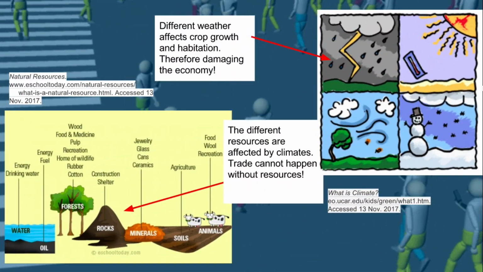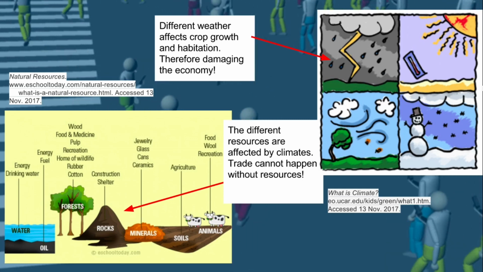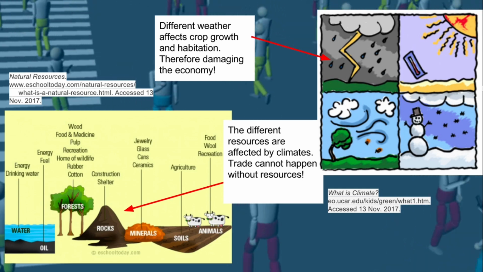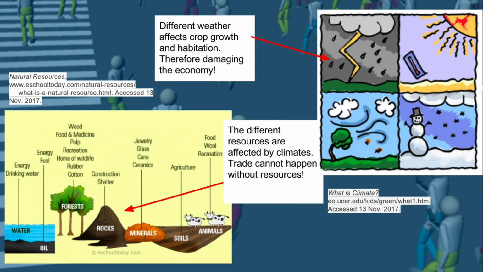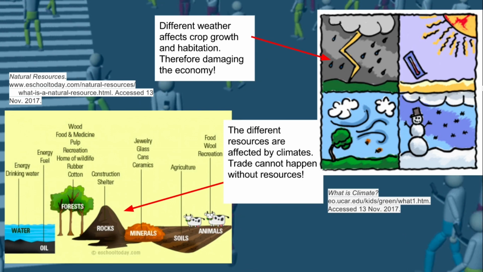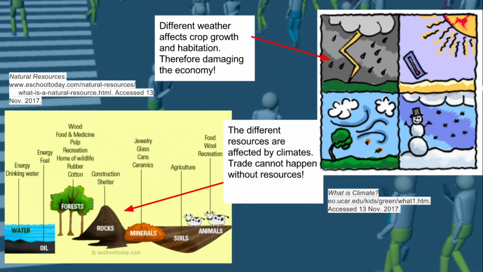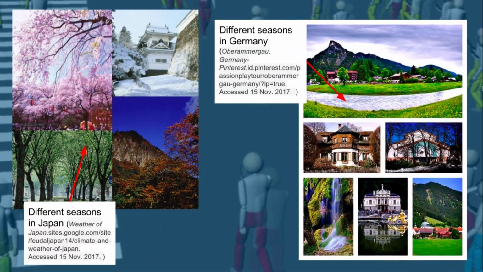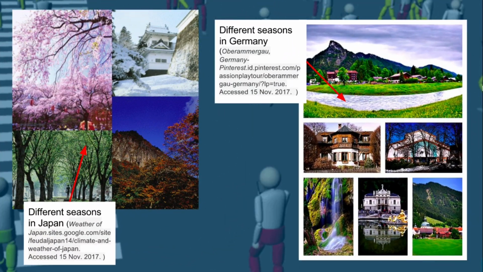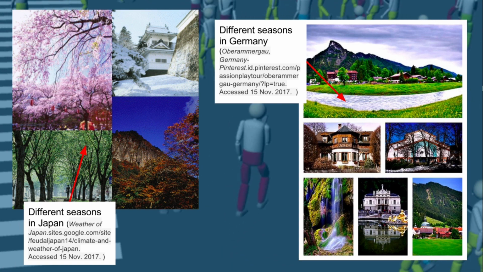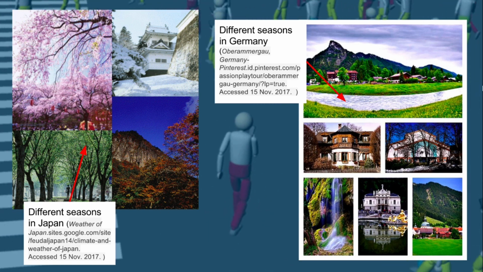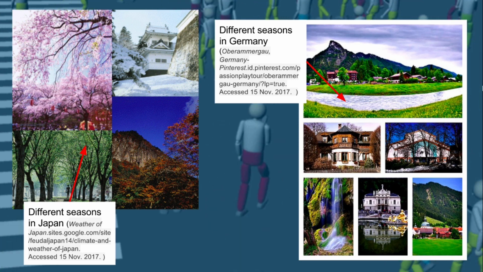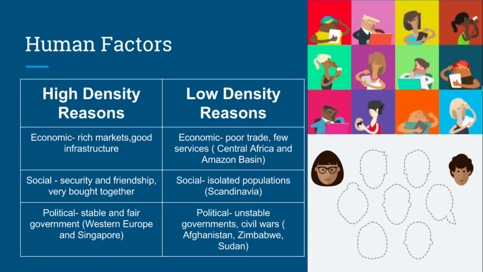So, this is just to illustrate the different resources and climates there are all over the world. And unfortunately, people are affected by it. The pictures of Japan and Germany show how pretty the countries are themselves, but more importantly too, how livable the climates are. Alright, let's tackle the human factors.